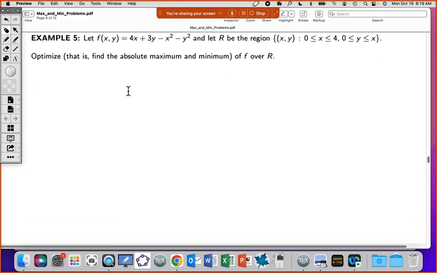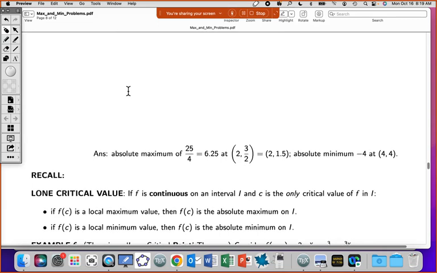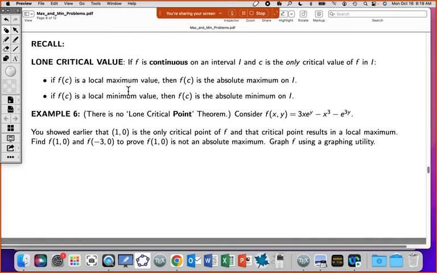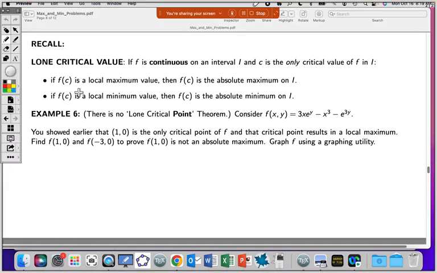So last time we did example 5. We did through all that. And we talked about this a little bit at the end. This will come in more today, though. But back in Calc 1, you had this lone critical value property. If you had a continuous function on any interval, and you had only one critical value, if that critical value gave you a local max, then you could be guaranteed you had an absolute max. If the critical value gave you a local min, you could be guaranteed it was an absolute min. And the reason is, in one dimension, you don't have a lot of room to move around.